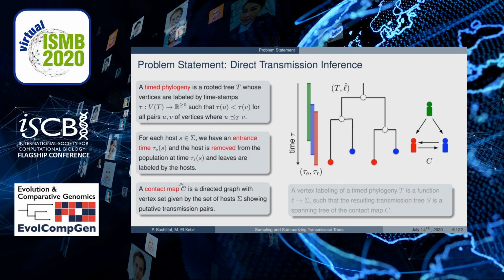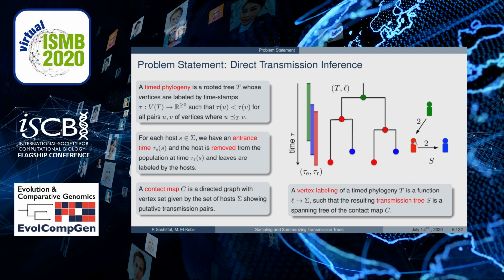Further, we have a contact map, which is a directed graph with the vertex set given by the set of hosts, and this graph shows putative transmission pairs. So the transmission graph that we would infer is necessarily a subgraph of this contact map. Now our goal for a given input is to color the internal vertices of this phylogeny and construct a resulting transmission tree, which is a spanning tree of the contact map.